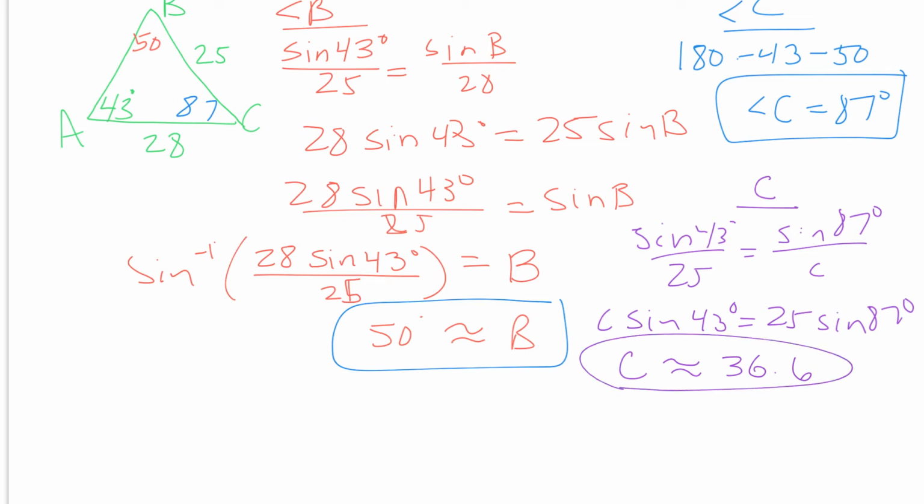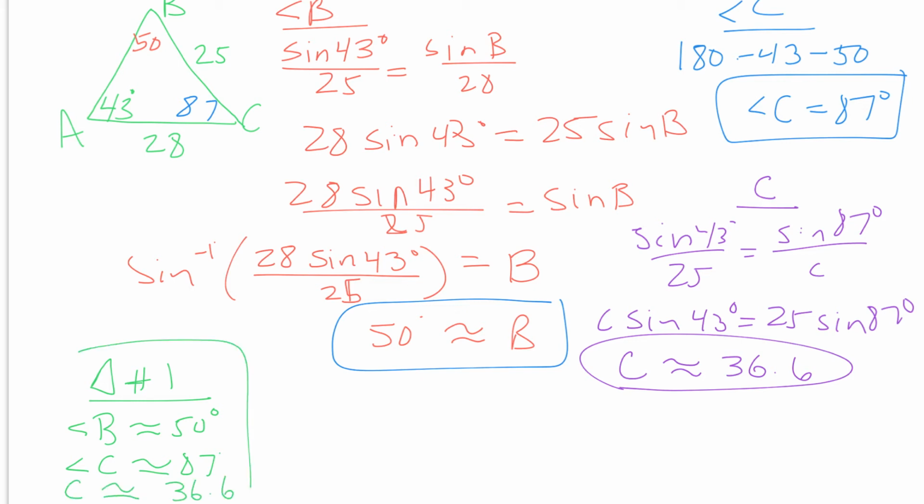And that is going to be triangle number 1. So let's write that answer out right now, and then we'll check to see if we have a second triangle. So triangle number 1, we know that angle B is approximately 50 degrees. We know that angle C is approximately 87 degrees. And we know that little c is approximately 36.6.